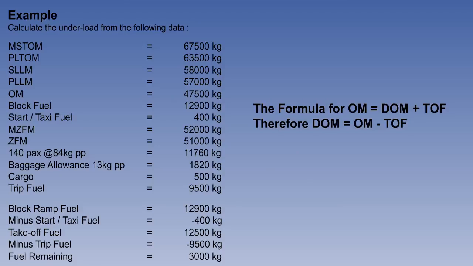Before we can find the limiting traffic load, which is step 2, we must know the dry operating mass. We can use a formula for this from our previous lesson on definitions, which is operating mass equals dry operating mass plus takeoff fuel. Changing the formula around, the dry operating mass equals operating mass minus takeoff fuel. Extracting the operating mass of 47,500 kilograms from the data table and subtracting the takeoff fuel of 12,500 kilograms gives us a dry operating mass of 35,000 kilograms.